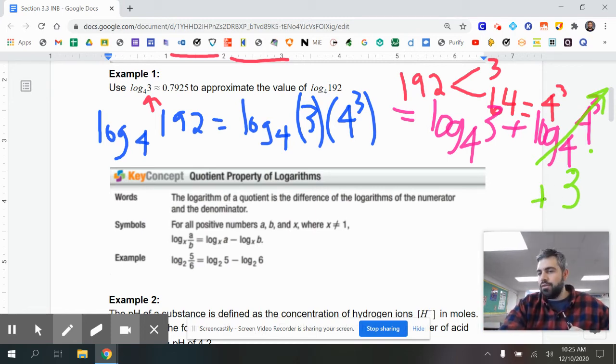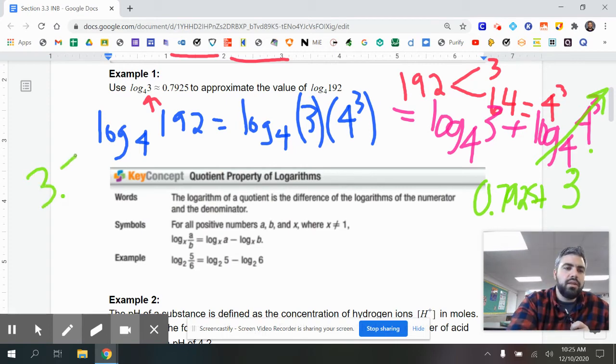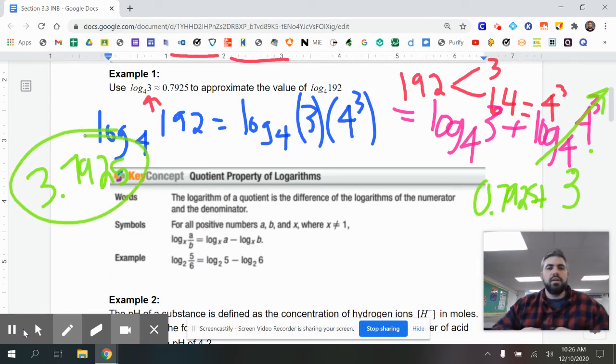And we know that log base 4 of 3 is that decimal 0.7925. And so when we add them, we find out that log base 4 of 192 is 0.7925 plus 3, which is going to be 3.7925. Okay, so we figured it out.